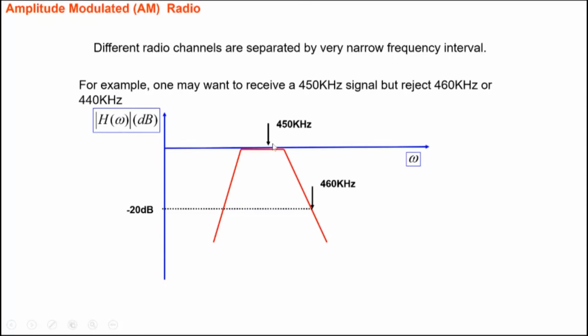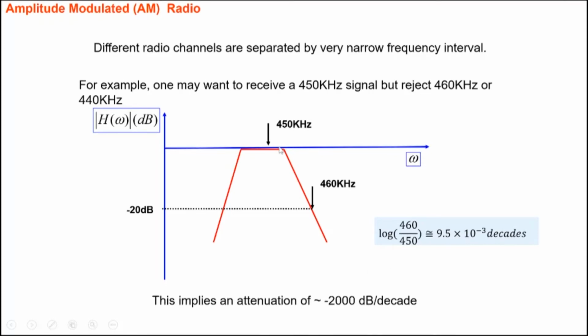So how many decades are there between 450 and 460? We take log 10 of 460 by 450. So there are about 10 to the power minus 2 decades there, right? So hardly a decade. We want to describe attenuation, if you recall, in filters in terms of how many dB per decade. So that's why we are calculating. In terms of dB per decade, we are looking for an attenuation of 20 dB over 9.5 times 10 to the power minus 3 decades. So almost 2000 dB per decade. So we are looking at a very, very high attenuation, right? 2000 dB per decade here.